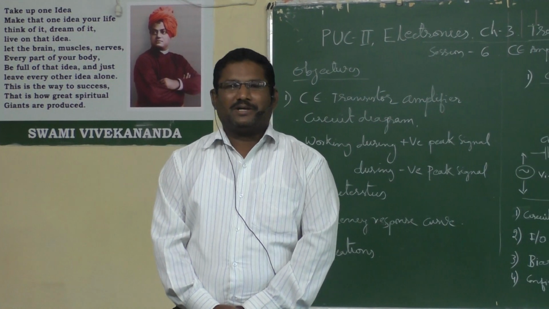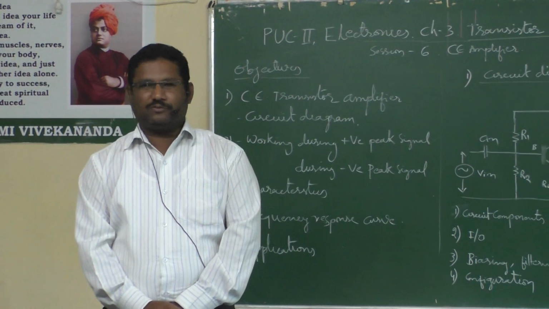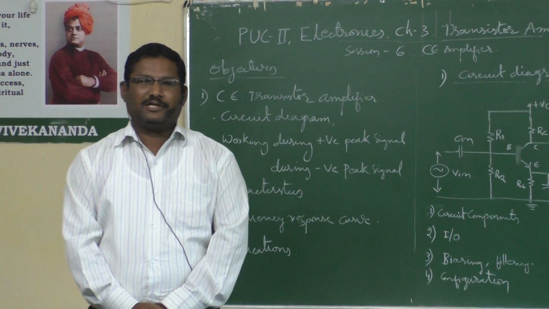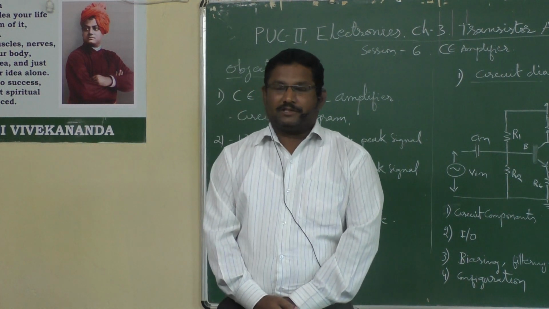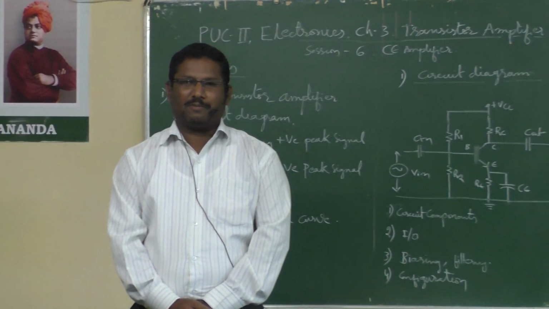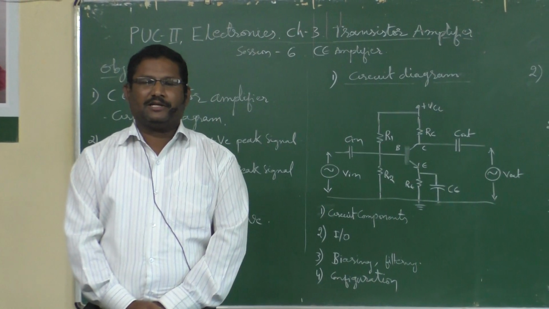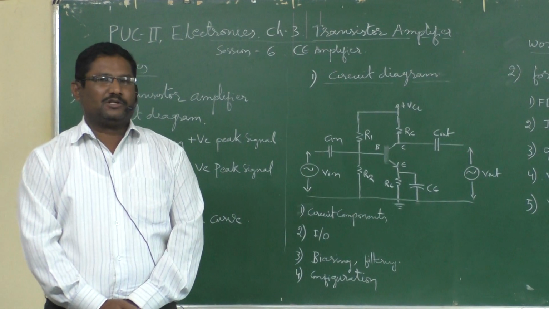Today's subject is electronics, chapter 3, transistor amplifiers. This is session number 6. In earlier classes, sessions 3, 4 and 5, we learnt the introduction to transistor amplifiers, the CB and CC transistor configurations, and their general properties.